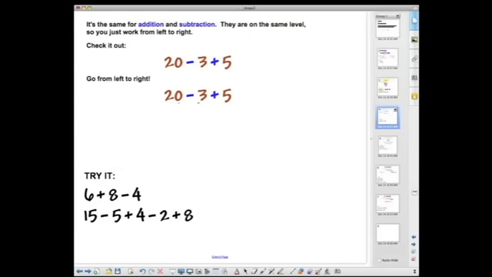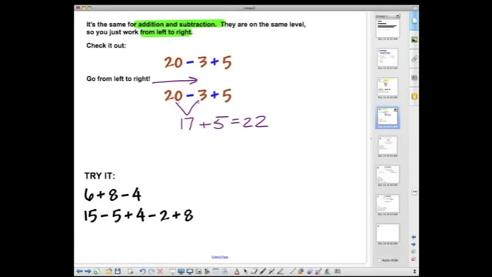Same thing goes if we just have addition and subtraction. If the only operations in our example are addition and subtraction, they're on the same level, so we're going to work from left to right. Left to right. So 20 minus 3 goes first, that's 17, plus 5 will give us 22.